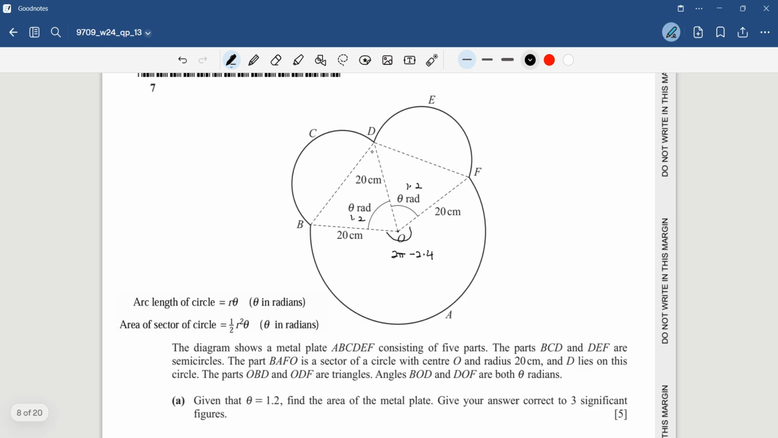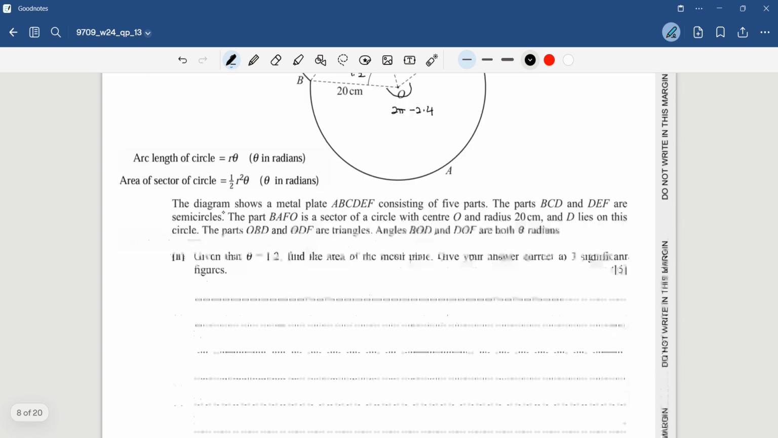So the area of the triangle is fine, and if you want to find the area of the semicircle, I need to know what is the distance here. Okay, so this one you can find out using your cosine rule if you want. Or you can even use trigonometry also. So I just find the BD first.